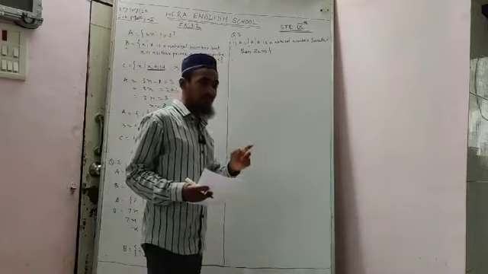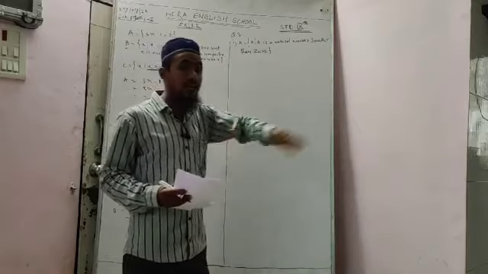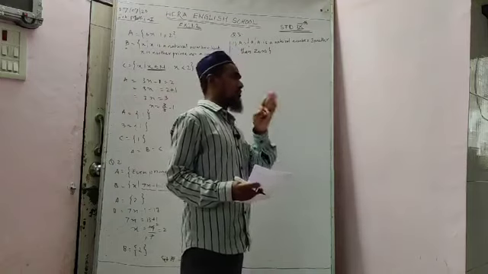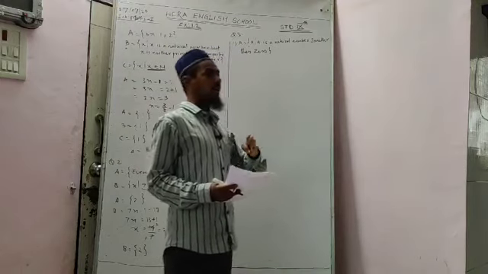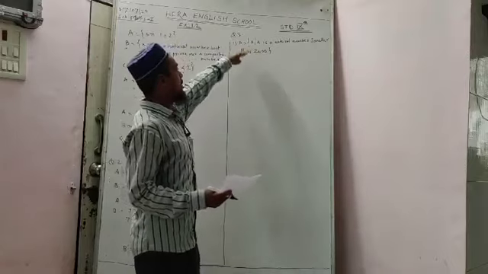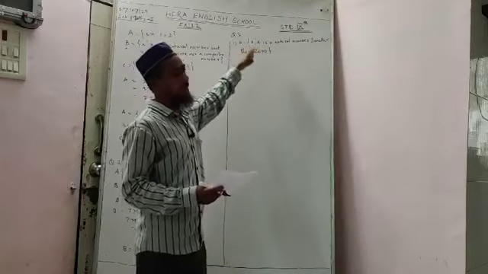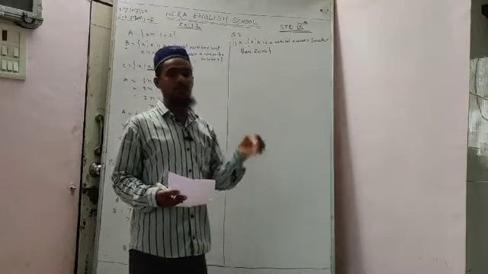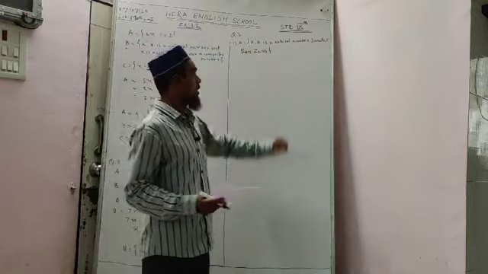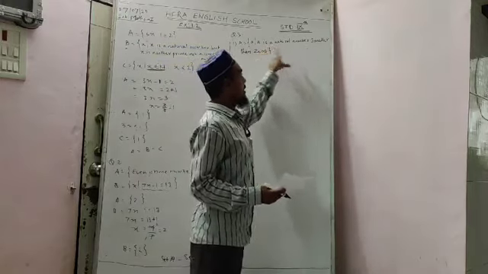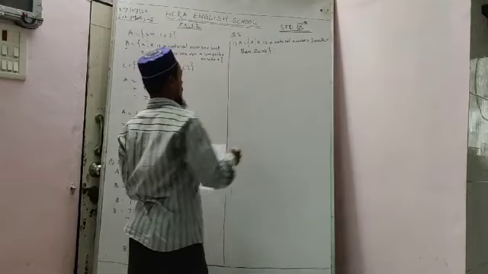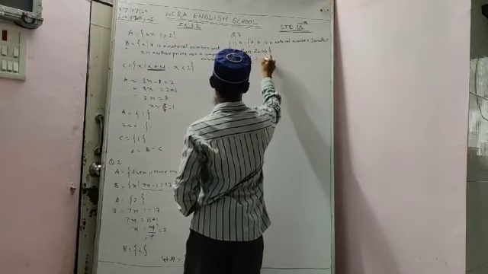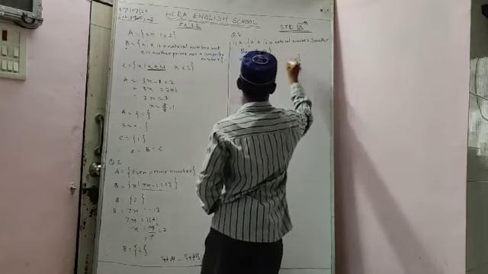Smaller than 0 means you will get the negative numbers: minus 1, minus 2, minus 3, minus 4, minus 5. All the negative numbers will be included in this set according to the given statement. But it is called a natural number, and you know very well that a natural number can never be negative. Here, according to the statement, we are getting negative numbers: less than 0 means minus 1, minus 2, minus 3.